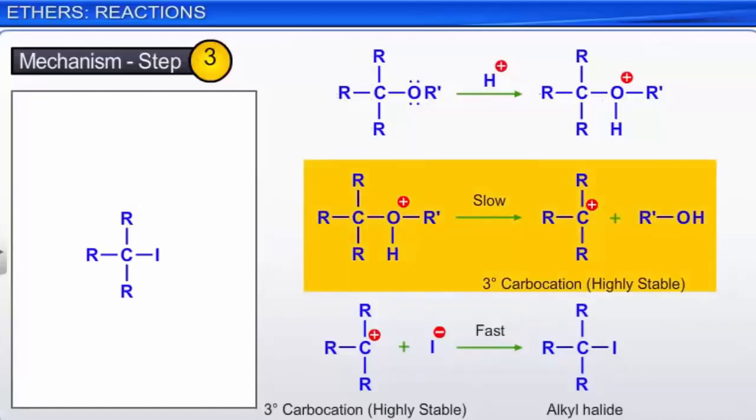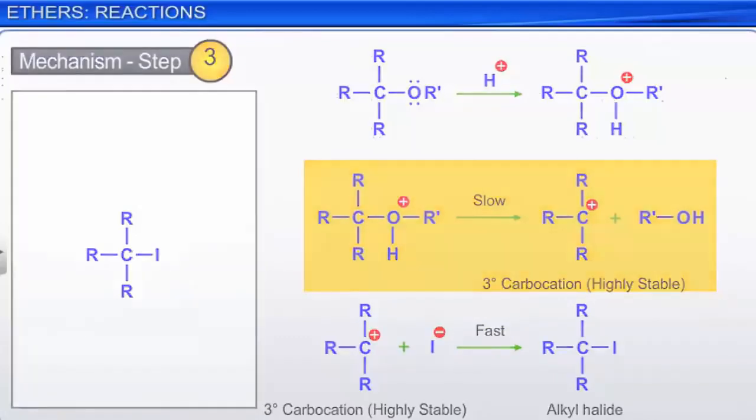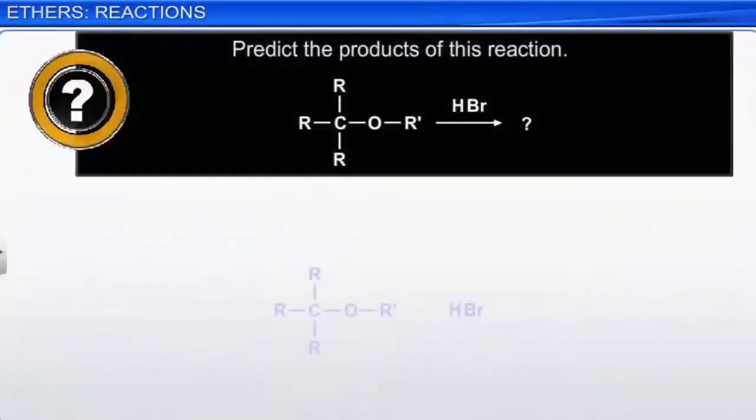Here is a problem for you to solve. Predict the products of this reaction. Notice that one of the alkyl groups contain a tertiary carbon. In the presence of hydrogen bromide, this group will form a tertiary alkyl bromide. The other alkyl group will form an alcohol.